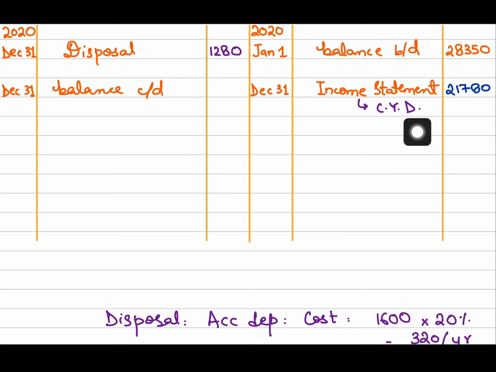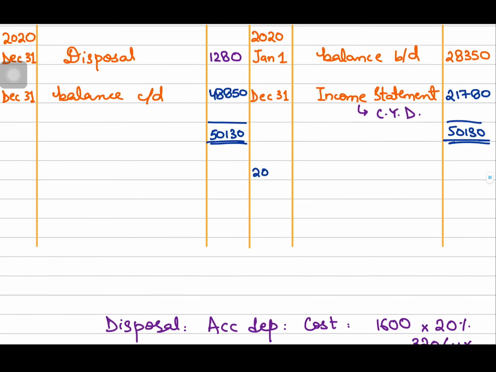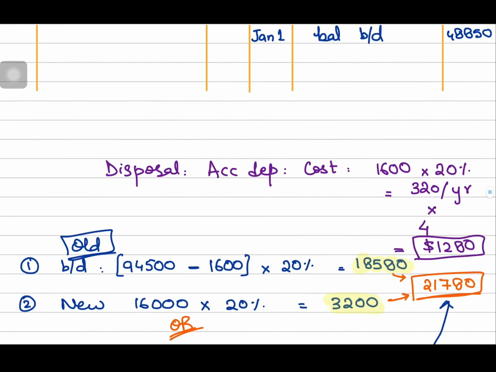balance CD figure, and that would be 28,350 plus 21,780 less 1280, and that would be 48850. The totals will be 5130, 5130, and then lastly, don't forget to bring down the balance for the next period. So 2021 January 1st, balance brought down on the credit side 48850. Okay, so this was easy.